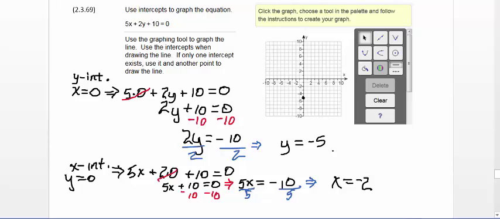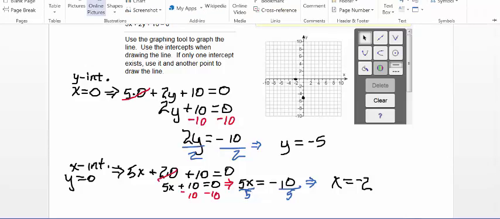So I have 2 points. I have the point 0, negative 5, which lies on the y-axis, and the point negative 2, 0, which lies on the x-axis. And then I'm going to connect those 2 points by drawing the line through those 2 points.